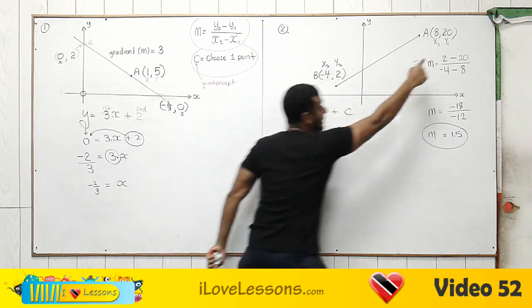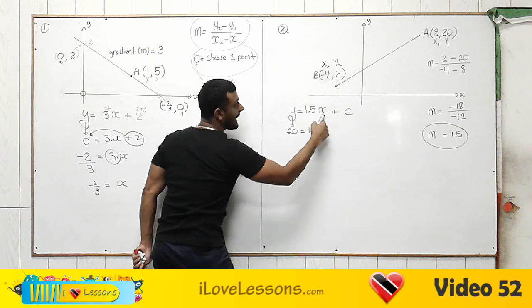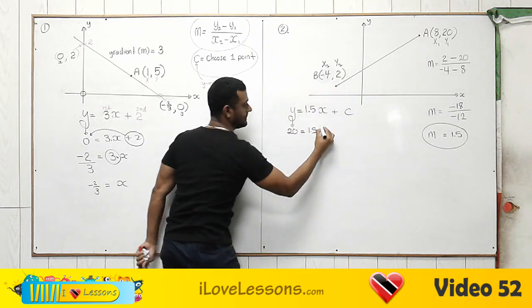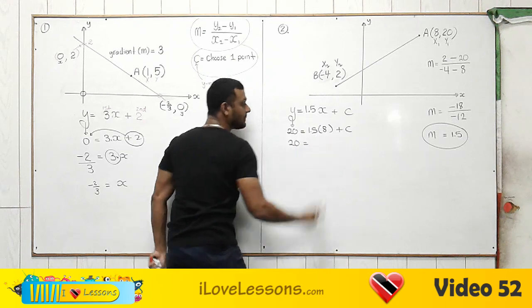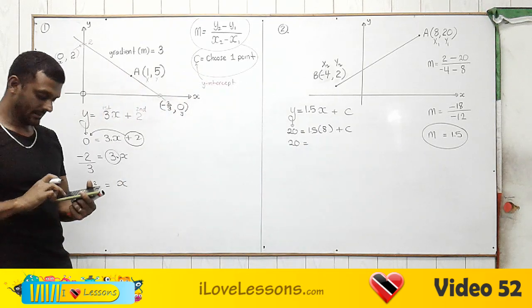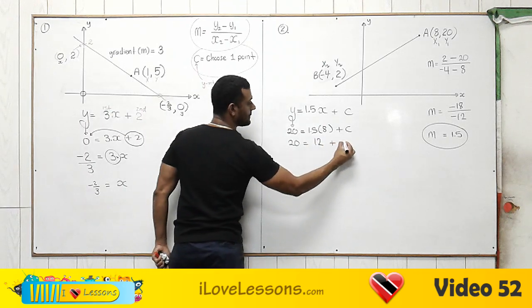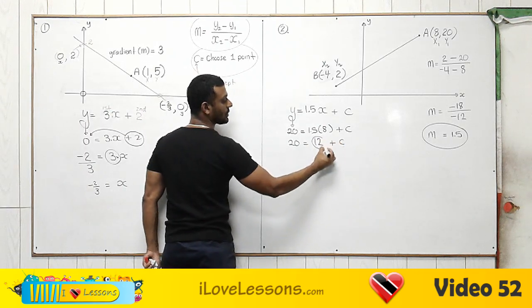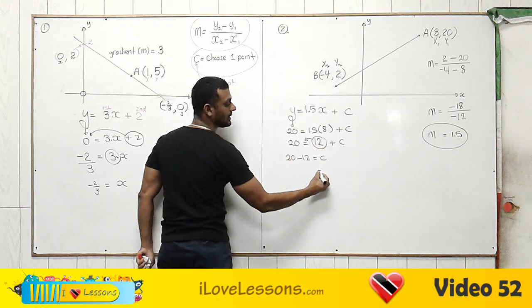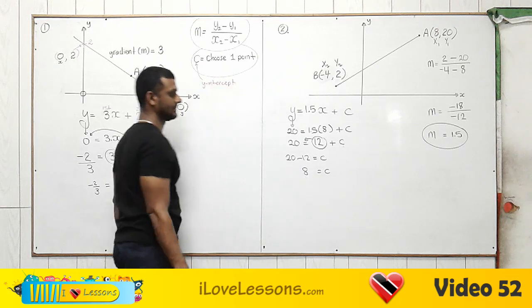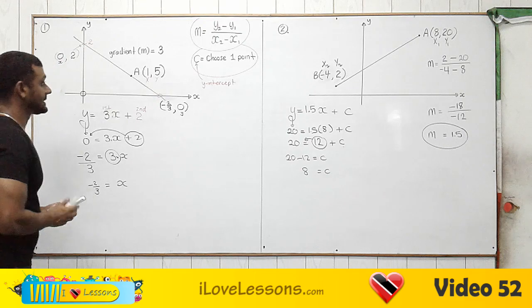According to point A, y is 20, x is 8. Let's work this out. 1.5 multiplied by 8 is 12. We need to solve for c. Throw across the positive, we will get a negative. So c is 8. So let's write down the full equation of this one.